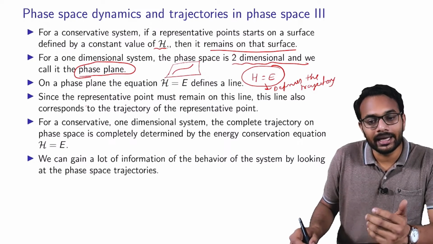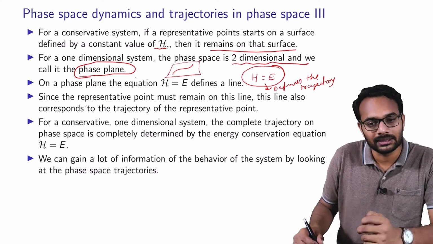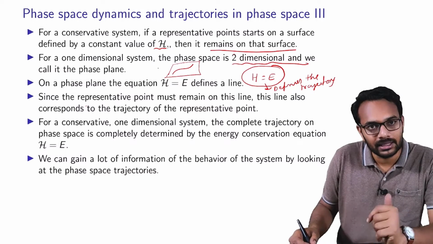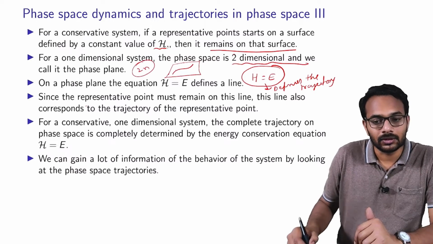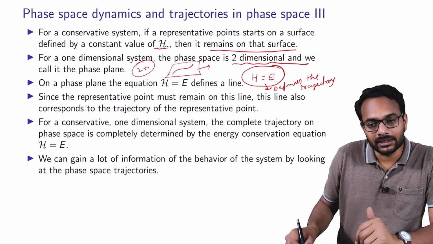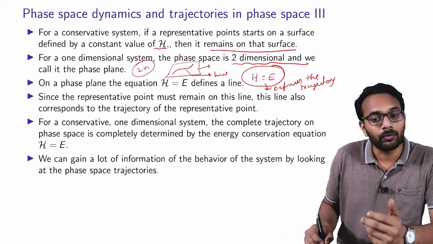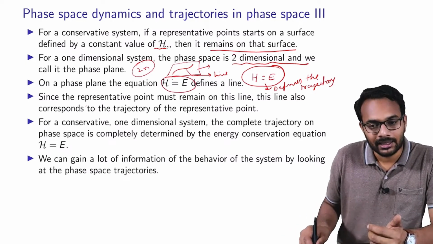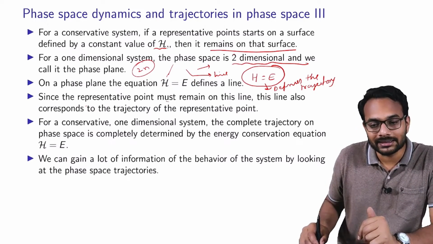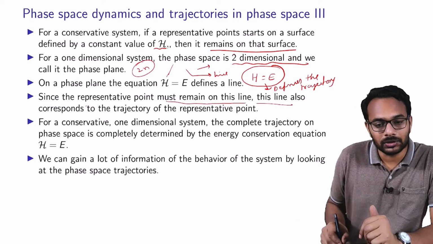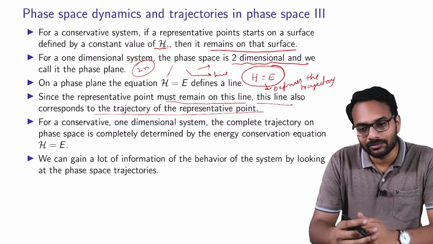For higher-dimensional systems, for example two dimensions, the phase space will be four-dimensional. It's 2n dimensions, isn't it? The conservation of energy will define a surface, but the trajectory will be a line on this surface. But for a one-dimensional system, this defines a line and the trajectory is the same line. This is an interesting thing we'll be using in problems.